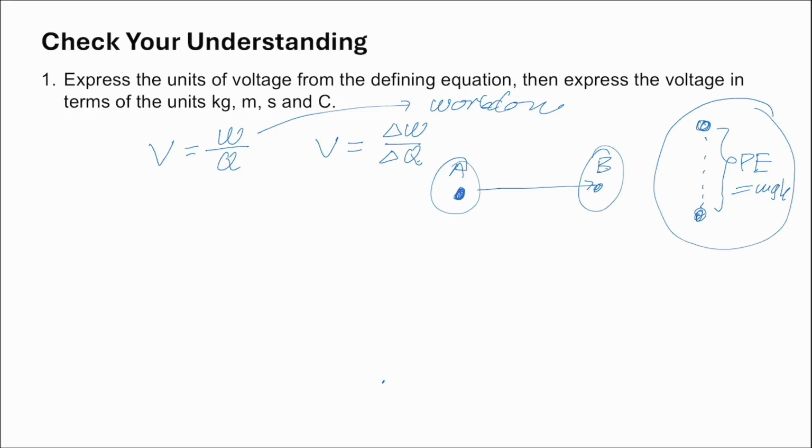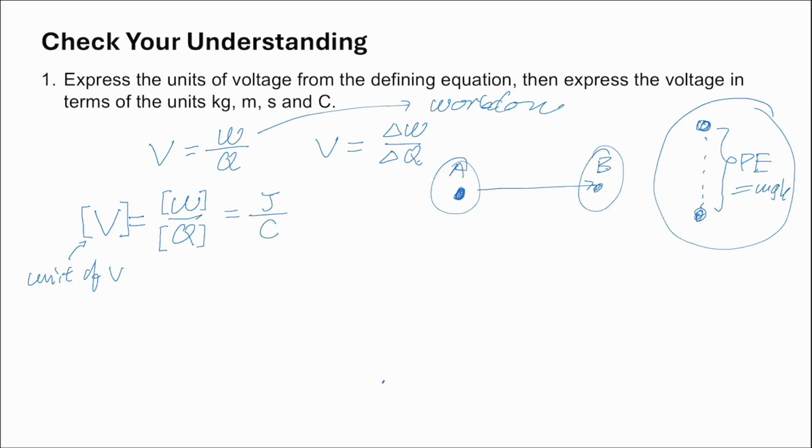So the way we do this sort of problem is we ask, if V is defined as W over Q, what is the unit of V, I mean the unit of voltage. So I will put a bracket here, and it means the unit of V, and it is equal to the unit of W, it means the potential energy or work done, over the unit of charge. And this is equal to joule per coulomb.